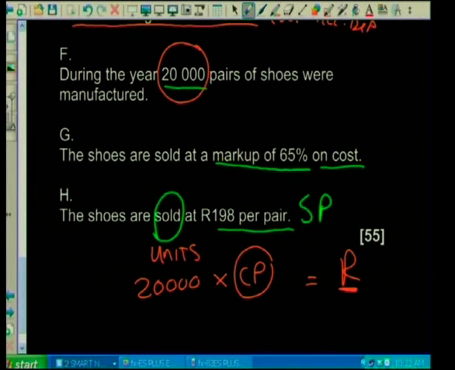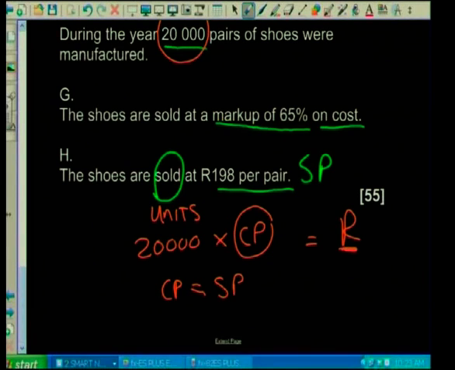So the key to this, grade 12s, is let's see whether we can calculate our cost price. From the information given to me, I am given the selling price per unit, which is 198 Rand, and a markup of 65%, which means I can calculate my cost price. Yes, I'm going back to your grade 8 accounting, calculation of cost price. So let's calculate your cost price.